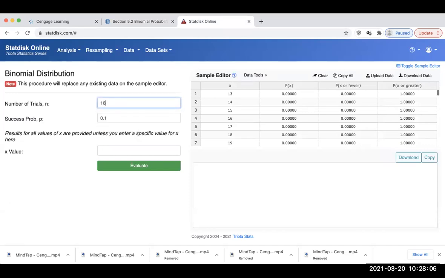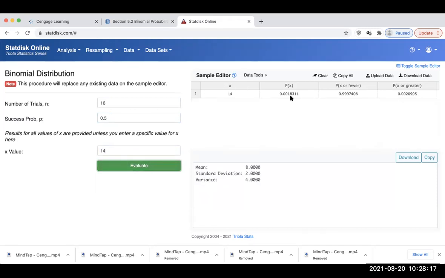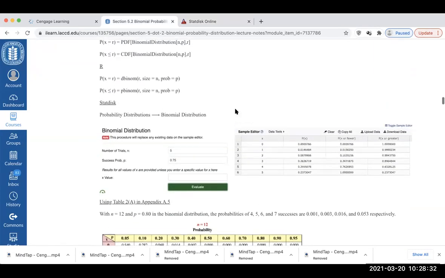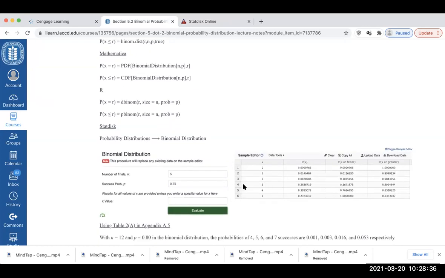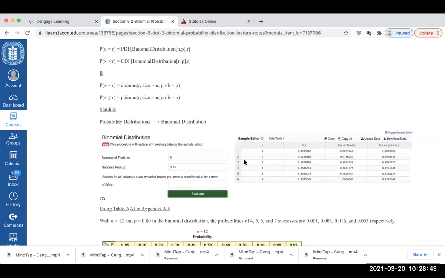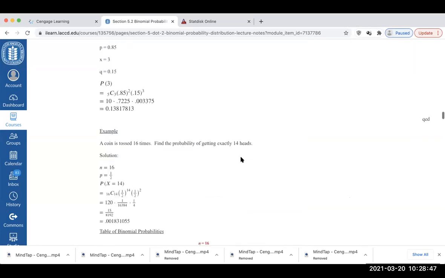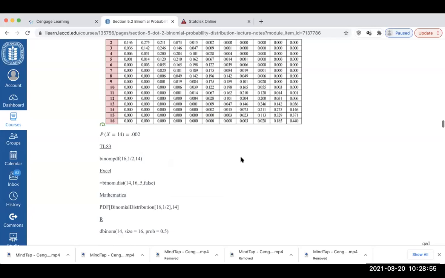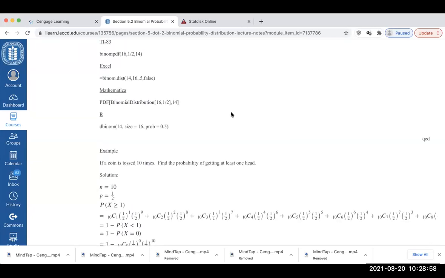So we have 16 trials. Probability of success was 0.5. And let's actually just do 14. And so 0.0018311. Okay, good. Let me go back. Oh, I should show that there. So actually, I did show this, how to do it on StatDisk. Okay. Let's go back.